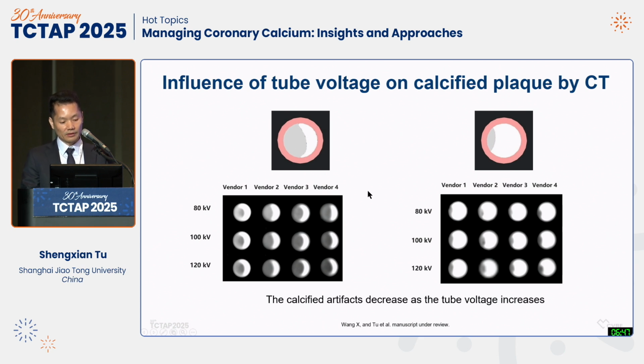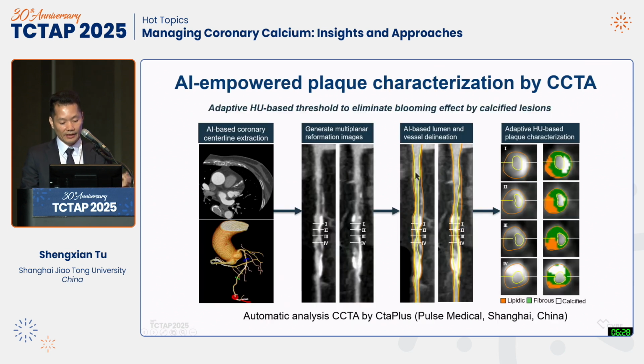As you can see, when the tube voltage increases, the blooming effect decreases as well, so the artifact decreases. And we tested in different vendors. All of the vendors have a similar trend. So these two would be the most important factors affecting the calcified lesion appearance.